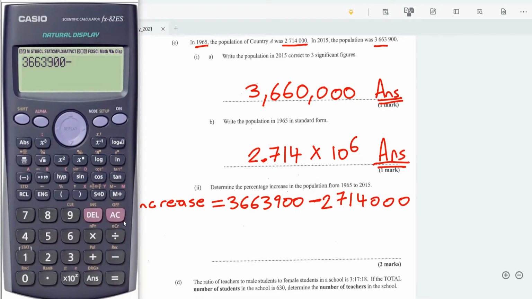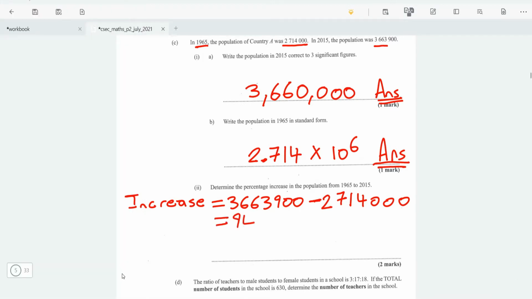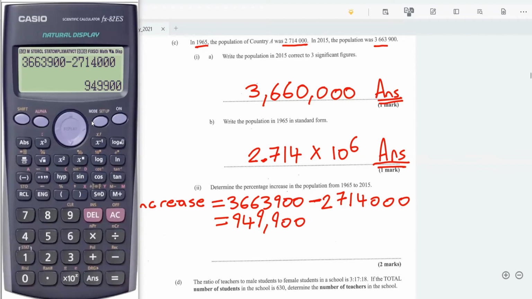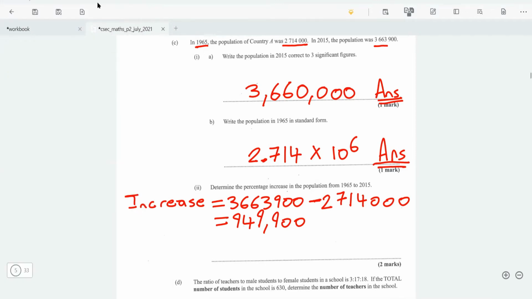If you're good like that, no problem. Okay, so put it in the calculator right here. And as we can see, that is nearly a million. That's 949,900. That's a big increase in the population, you know. In 50 years, almost a million more people. Whoa, we can clearly see that this country is overpopulated in 50 years.